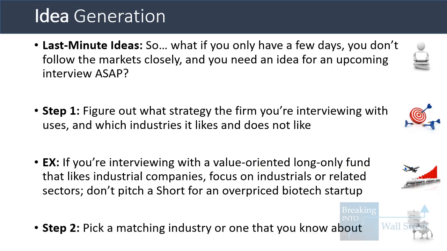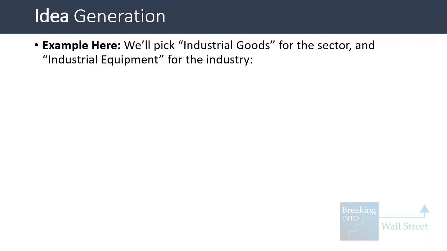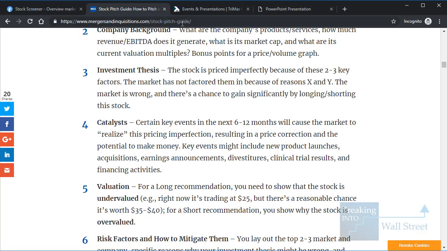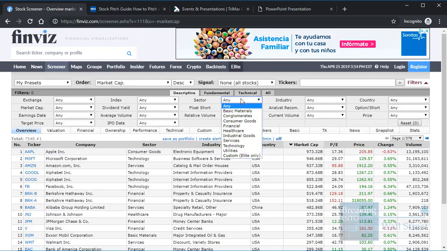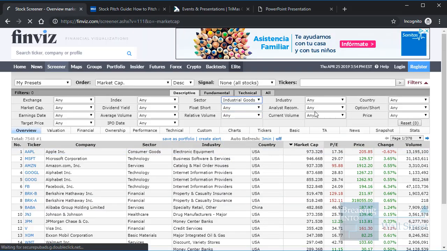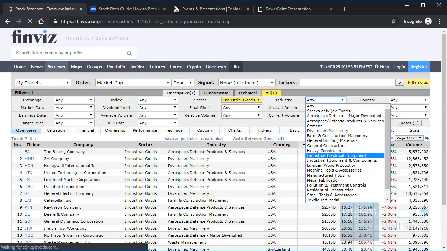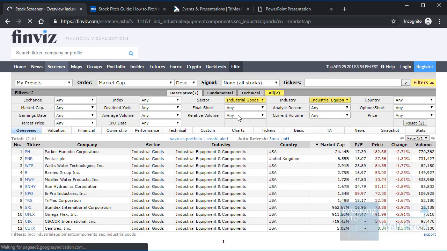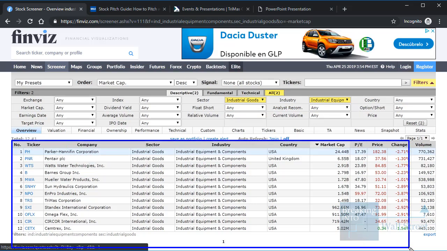And then you want to match the industry to something that lends itself to the hedge fund's strategy, or pick an industry that you know something about. So let's keep going with this industrials example, and we'll say industrial goods for the sector and then industrial equipment for the industry. And I'll go on FinViz right here. And for sector, I'll say industrial goods. And then for industry, I will say industrial equipment and components. So we have those two for the screening criteria. And so we get a set of 12 companies based on that.